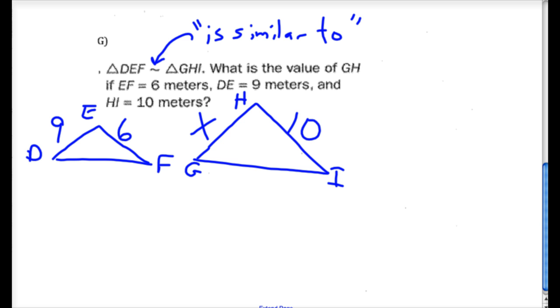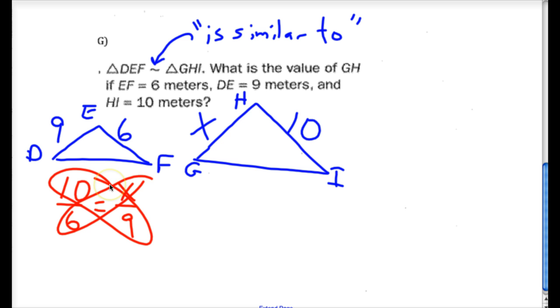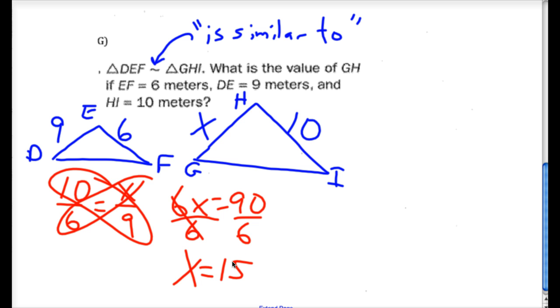Colin, give me a proportion you think might work here. 10 over 6. I like it. Equals X over 9. That's kind of what I did. Okay. Look at your proportion, guys. Do you have diagonally the same stuff I do, even if there are things in different spots? Then we're going to multiply diagonally. 6x equals 90. Divide by 6. X equals 15 meters.